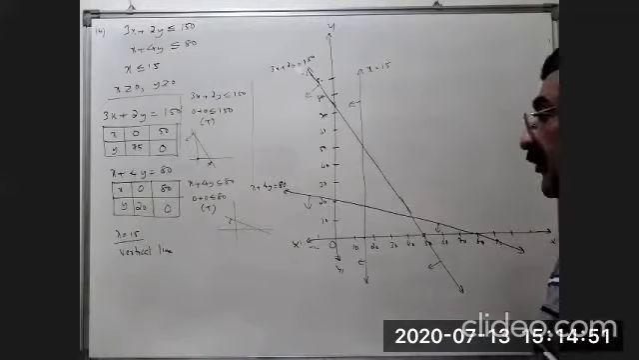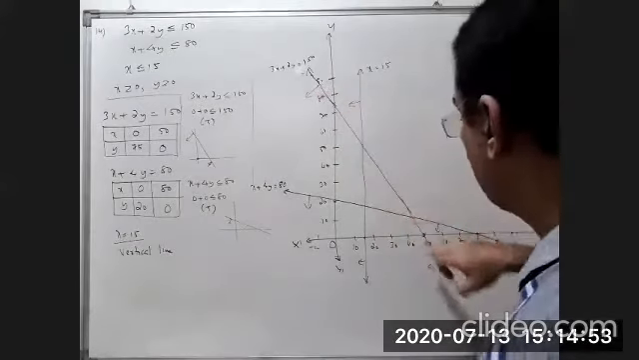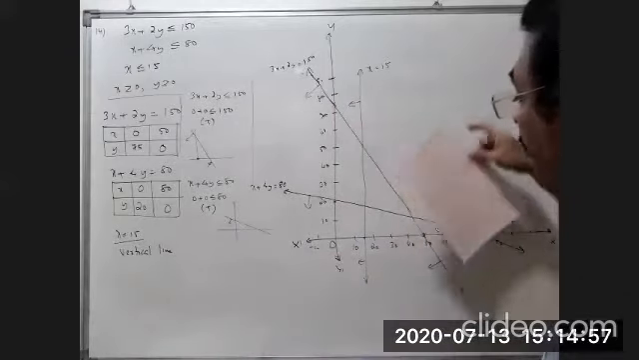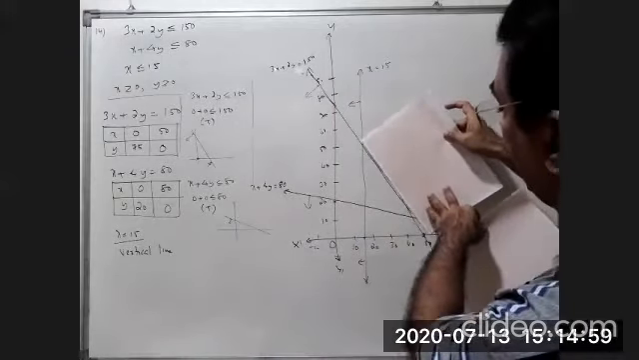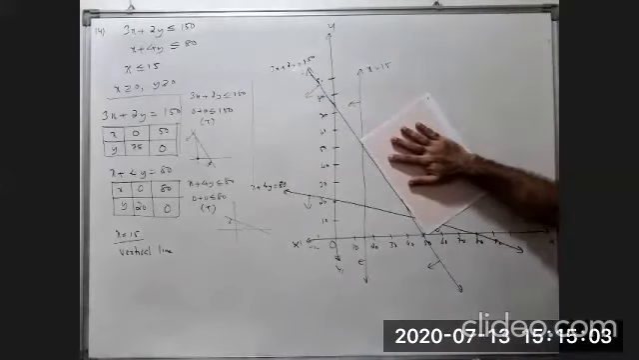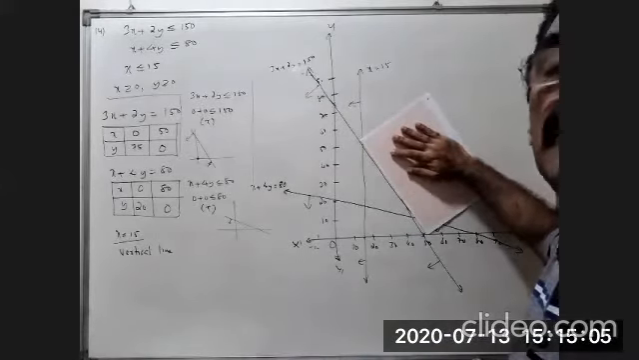See, as we discussed, this is the first line towards the origin. So I am covering the unwanted area. This area is not required. This much area is not required. Covering the unwanted area.